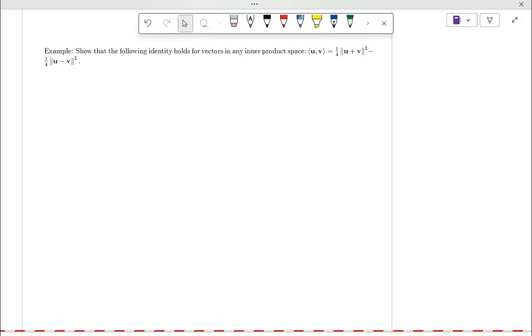Which side's more complicated, the left side or the right? The right is, isn't it? Okay. So let's start with the right-hand side. The whole reason why I'm doing this particular one is just to try to reinforce the idea of how to rewrite these magnitudes. Another way to rewrite magnitude squared is what? The inner product with itself, right?